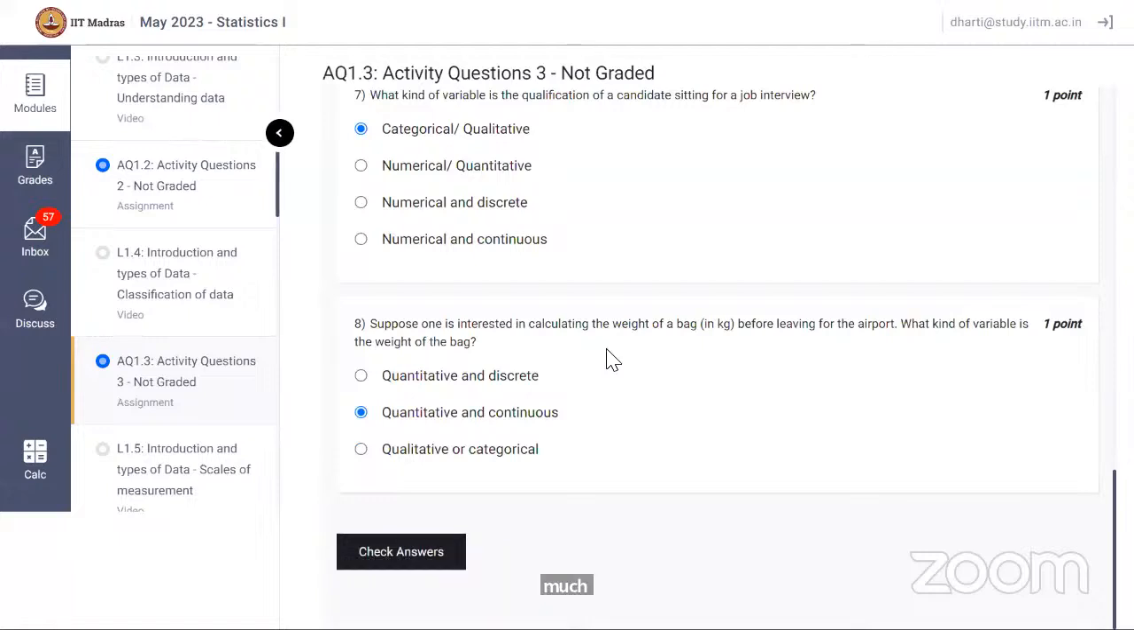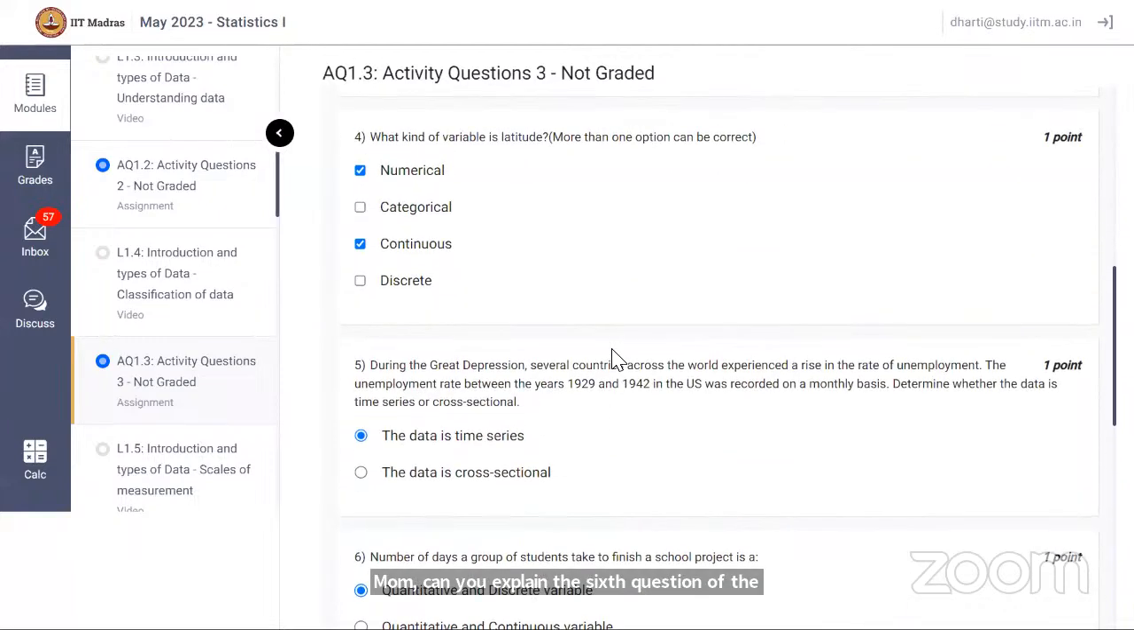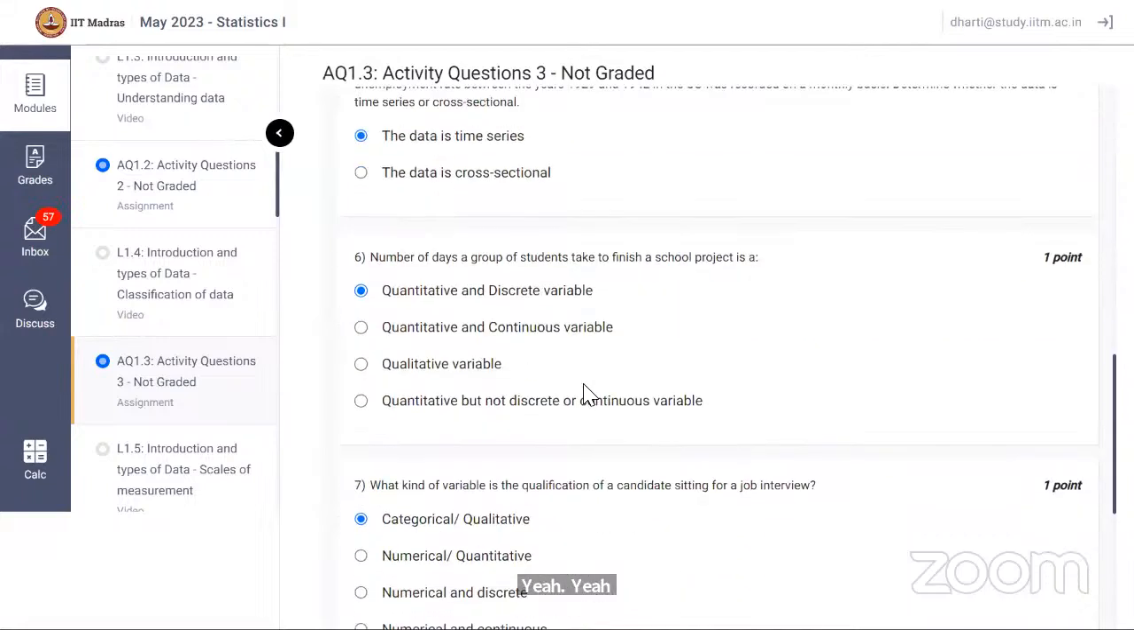Ma'am, can you explain the 6th question of this activity 1.3? Yes, question 6. But interval scale and ratio scale are week 1 content. Yeah, it's week 1 content, but due to limitation of time, I am taking the question first, and I don't think there will be time to discuss it. So this difference we can discuss in the next session also, right? Okay, ma'am. Thank you.